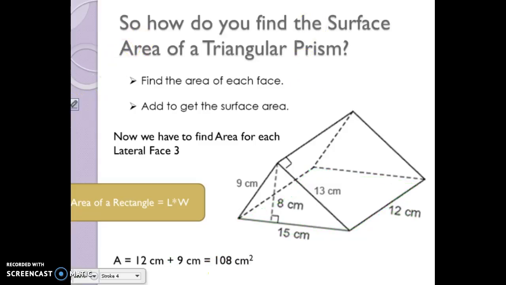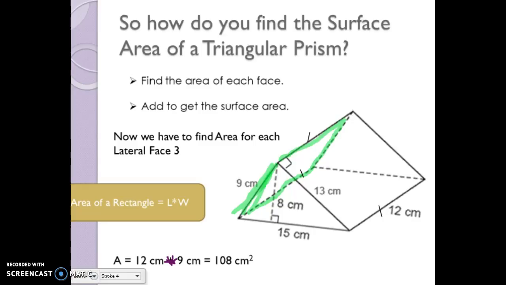One more lateral face, one over here. So what are the dimensions? Well, this side here is 9 centimeters, and remember, all these lateral edges are congruent. So for this one up here, it's going to be 12 centimeters. So 12 times 9 is 108 centimeters squared.